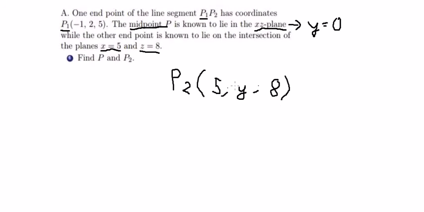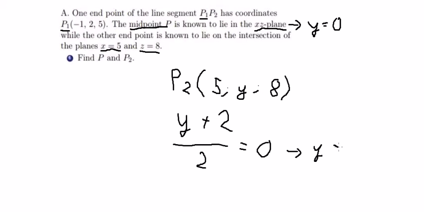So if we want to find the value of y in here, we know that y plus the value of 2 of P1, divided by 2, because that's about the midpoint, that's why we divide by 2, equal to 0, because the midpoint has y equal to 0. So we can find the value of y in here equal to negative 2. So the value we can put in here is negative 2.